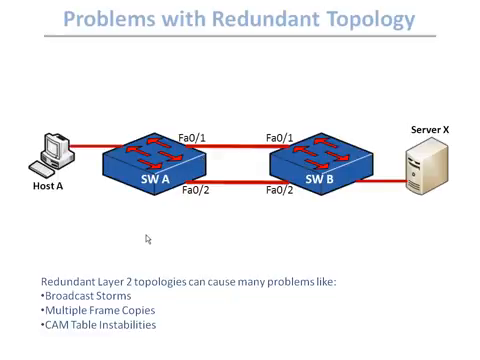Some of those problems are broadcast storms, multiple frame copies, and what we know as CAM table instabilities, or in other words, MAC address table instabilities. But first, let's see what the broadcast storm actually means. Well, now imagine host A is to send a broadcast to everyone. When switch A receives that broadcast, by the nature of itself as a switch, switch A has to send the broadcast throughout all the ports except the originating one.